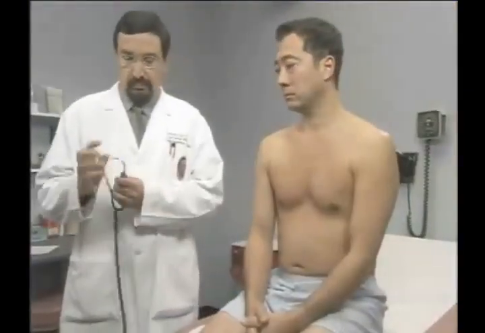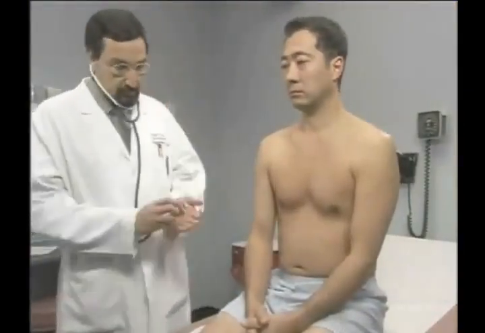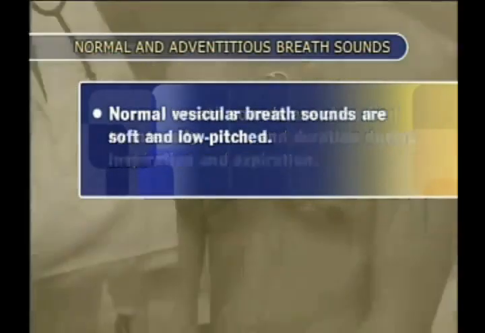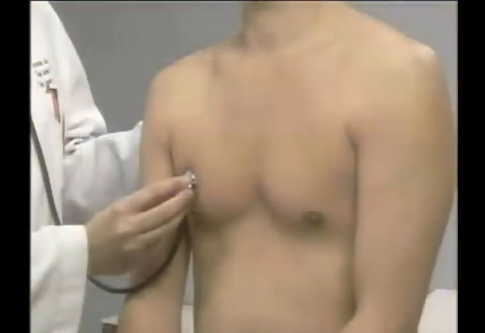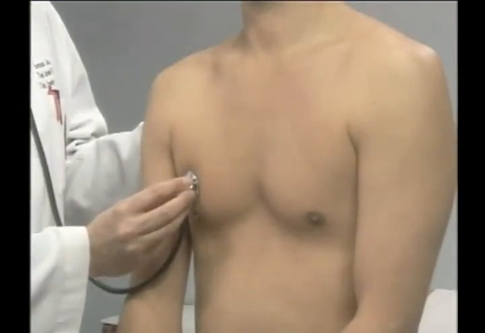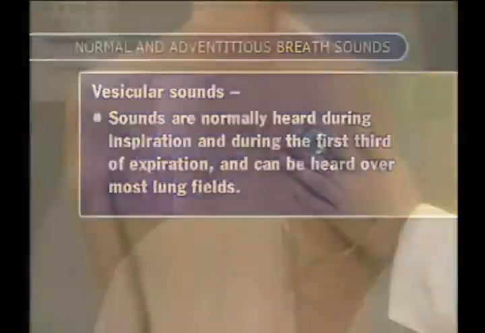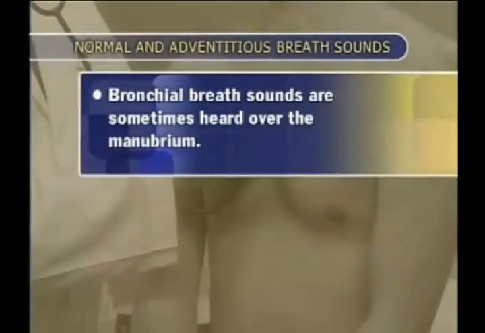Let's pause for a moment and review normal and adventitious breath sounds. Breath sounds are classified by their intensity, pitch, and duration during inspiration and expiration. Normal vesicular breath sounds are soft and low-pitched. They are normally heard during inspiration and during the first third of expiration, and can be heard over most of the lung fields. Bronchial breath sounds are sometimes heard as you listen over the manubrium, and this is normal.